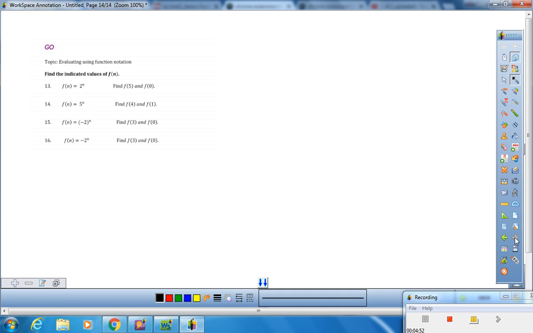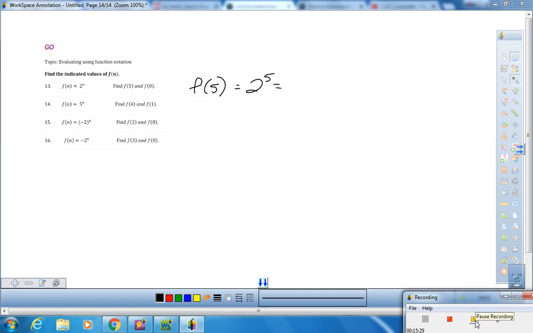Okay, so now we're back into explicit functions. f of n is 2 to the n. Find f of 5. So f of 5, take out the n and put in a 5. So that's f of 5 for this one is 2 to the 5th, which is 32. Okay? f of 0 will be 2 to the 0, which is 1. I want you to think about why that's true. If you don't understand, I'd love for you to ask me.